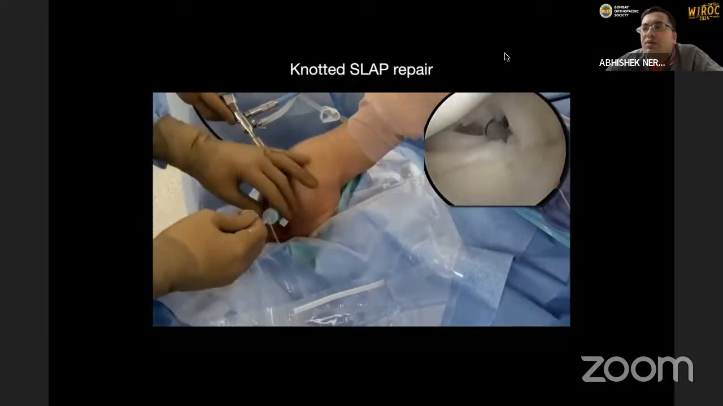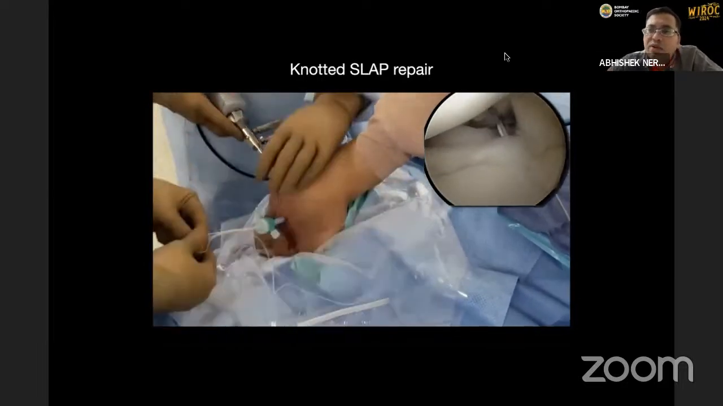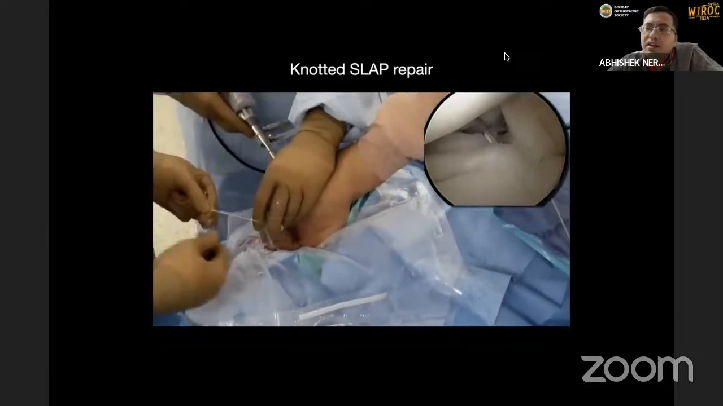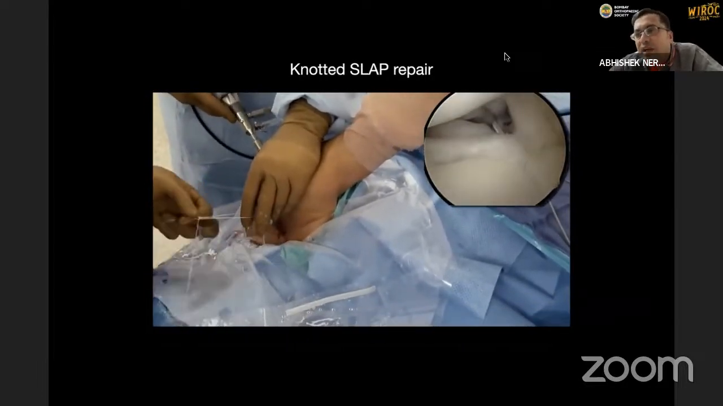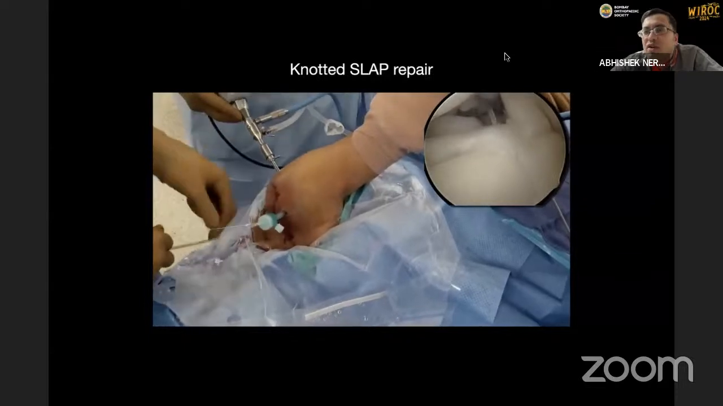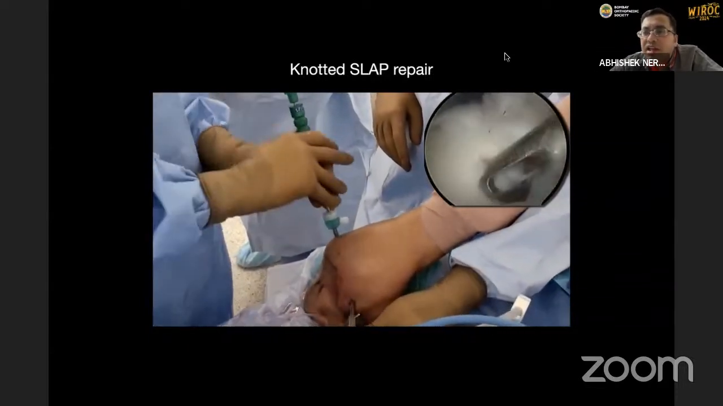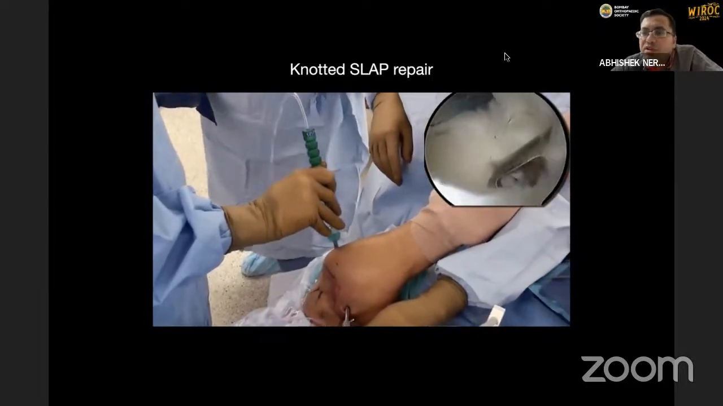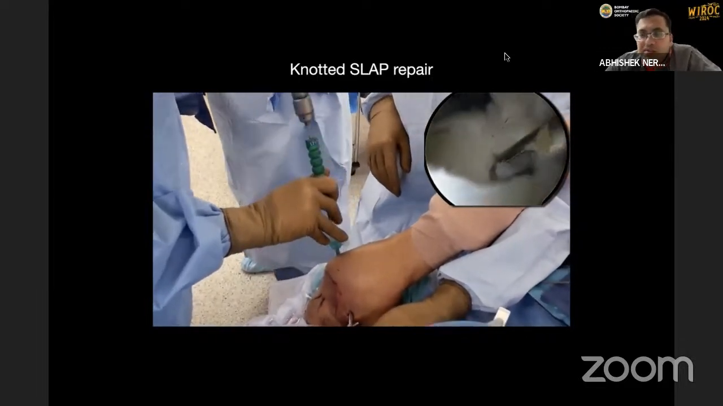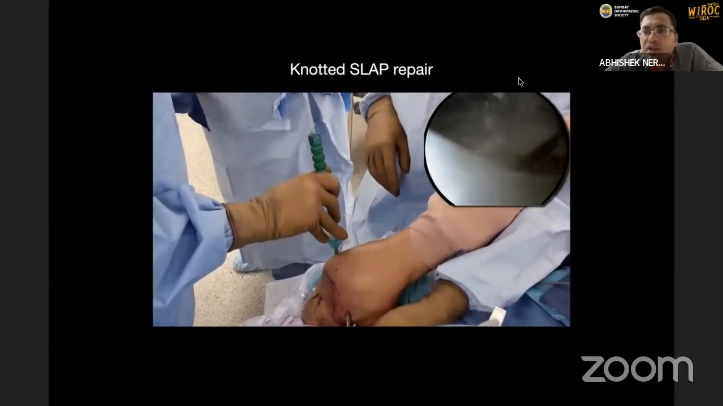And once that is done, you put another anchor, which is usually a single loaded anchor on the posterior side. It has been widely known that all these knots can cause a lot of bursitis and irritation to the patient, and that is why in this scenario I would prefer to use a knotless anchor. So this is a posterior anchor. This is the second anchor that you put in.